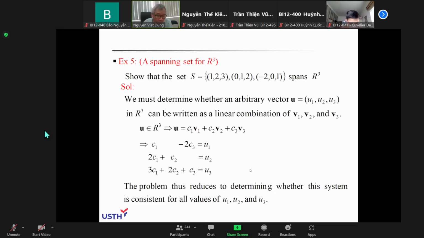And you know how you can do it. You can apply Gauss-Jordan elimination to solve it. You can apply the Cramer's rule to show that the system has unique solution or something like that. I only want to tell you that any exercise concerning spanning set is always reduced to the system of linear equation.